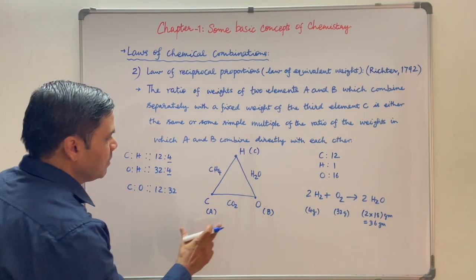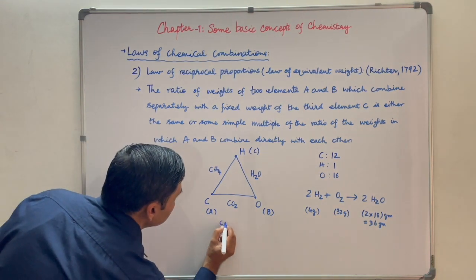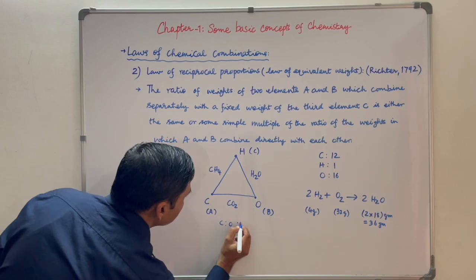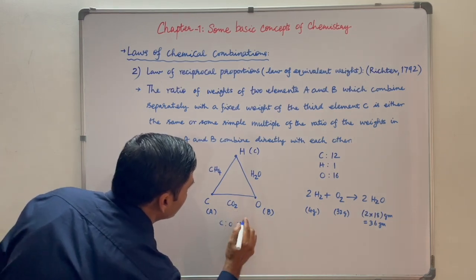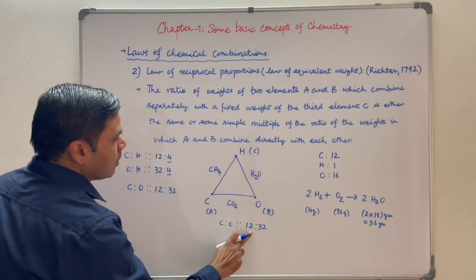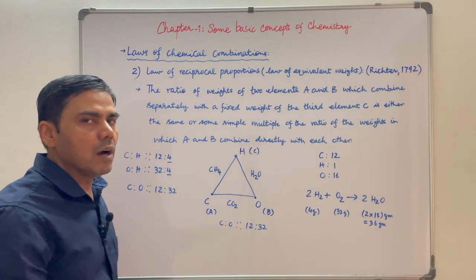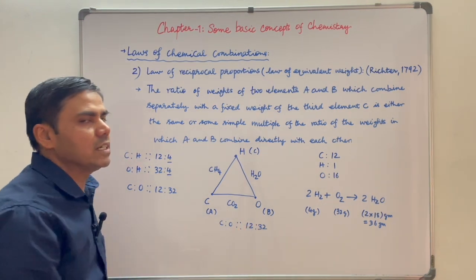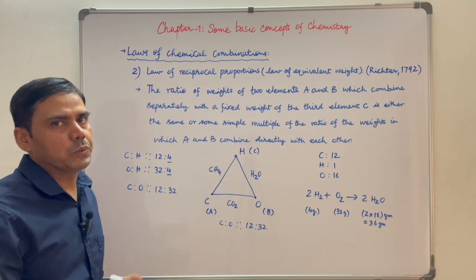So let us verify when carbon and oxygen combine together. The ratio of C is to O, from here, should be 12 divided by 16 into 2, means 32. So 12 is to 32. You see the ratio of their masses is the same as this, or it could have been a multiple of 12 is to 32. Means the law of reciprocal proportion holds true.